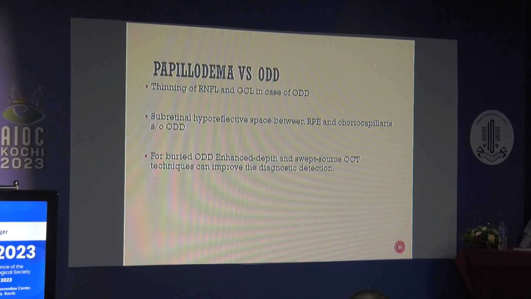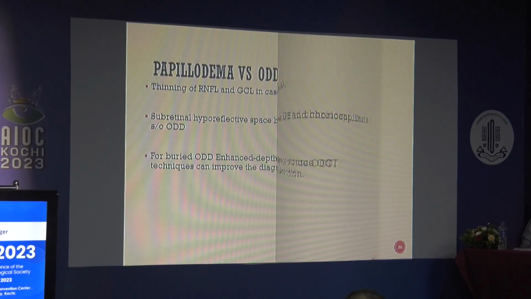So now, papilledema versus optic disc head drusen. In drusen, usually you see thinning of the RNFL and GCL, whereas in papilledema, definitely there is increased thickness. And the second important thing is a subretinal hyporeflective space between the RPE and choriocapillaris, which suggests optic disc drusen. And for that, definitely swept source and enhanced depth imaging can improve the diagnostic detection.